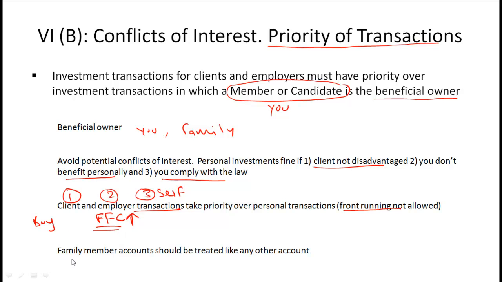Another important point that frequently comes up in CFA questions is related to family member accounts, where the family member, let's say your sister, is one of your clients, and she is paying her fees like any other client. Now you must treat your sister like any other account. You cannot say that since she is a family member, you will treat her shares the way you treat your own shares. That would not be correct. As long as she is a regular client for your organization and pays fees like any other client, then she must be treated like any other account.